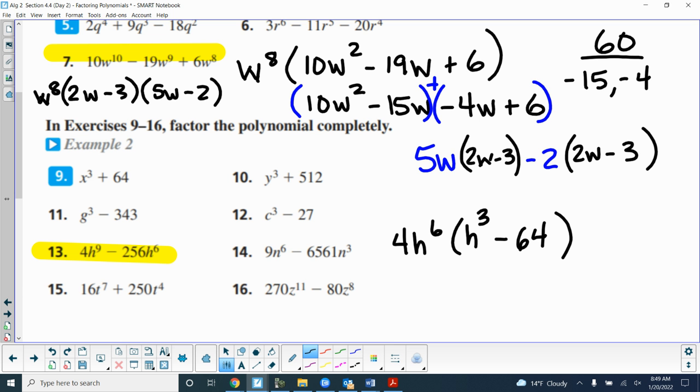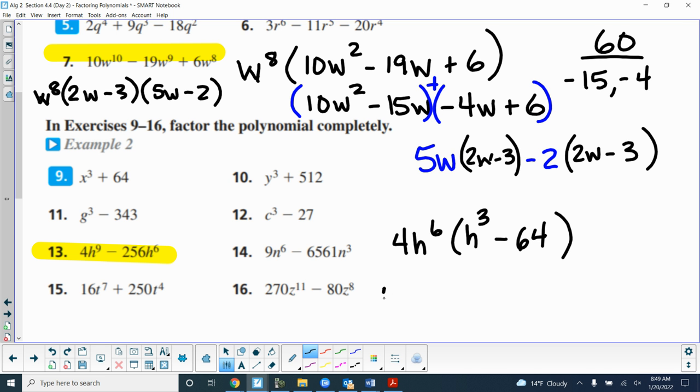All right. So I got two terms. Are they both perfect squares? No, that's a perfect cube, right? Are they both perfect cubes? Yeah. So it's one of those difference of cubes we learned about yesterday.